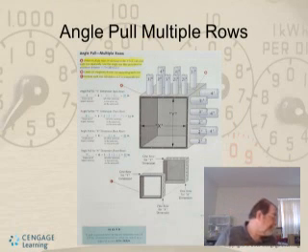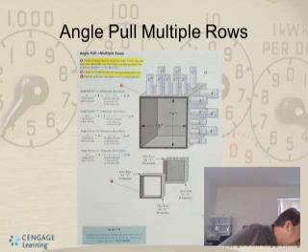Now this one here is angle pull, multiple rows. Here it goes into the calculations where multiple rows of raceways enter a box. Calculate each row separately. Use the single row that provides the maximum distance. Create an imaginary dividing line separating each row and perform each row calculation in a separate box. Okay, so you have separate boxes and then you combine them.